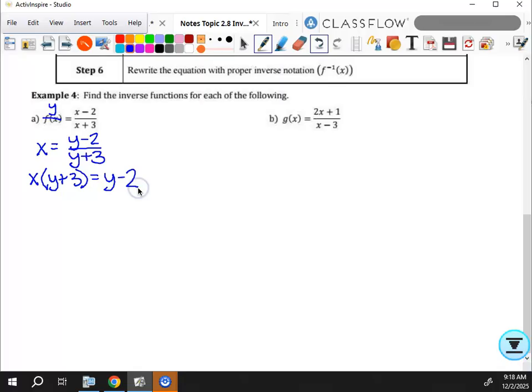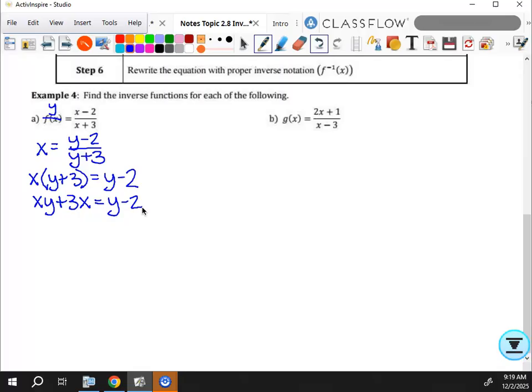Everybody with me? Okay, so I need to be able to get all my y's together, but there's a y trapped in here, so I need to distribute that x so I can do some other things. So I'm going to distribute the x, and I'm going to get xy plus 3x equals y minus 2. And those of you that are insistent on skipping thousands of steps all over the place, these are the ones that get you in trouble, okay? Because you start to assume things or see things in your mind that aren't really happening. So just be very careful here. It's okay to skip steps in some situations. I wouldn't do a whole bunch here.